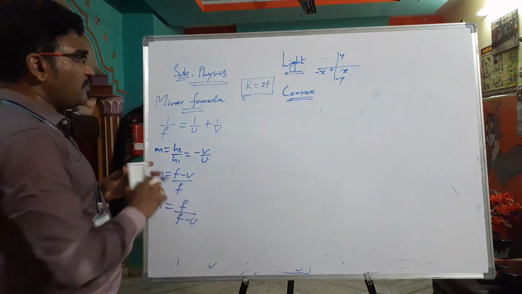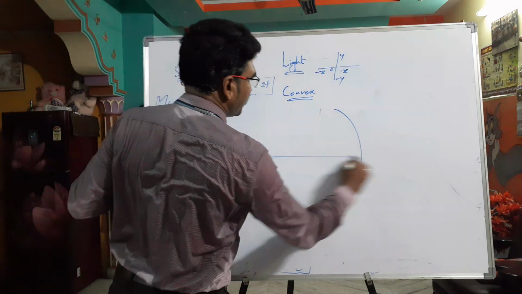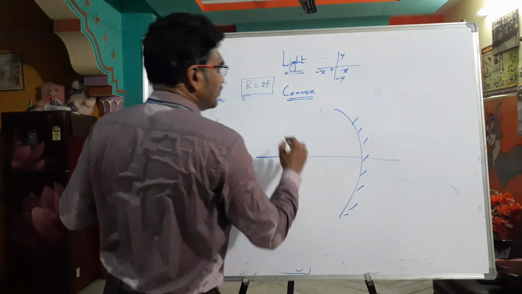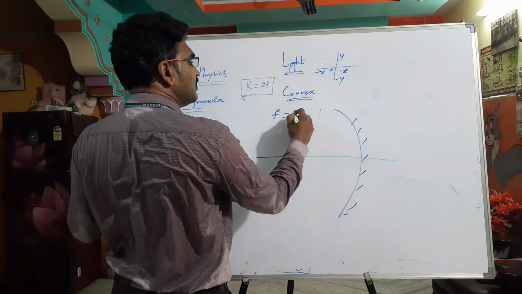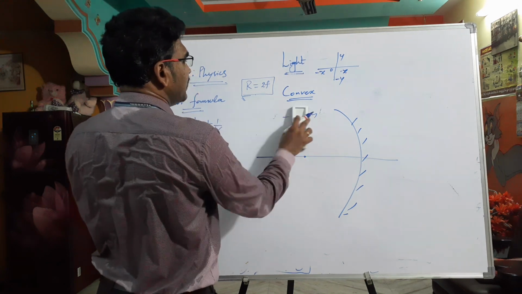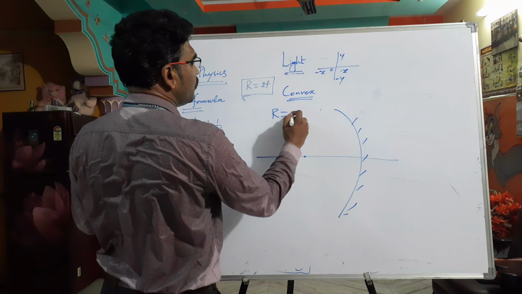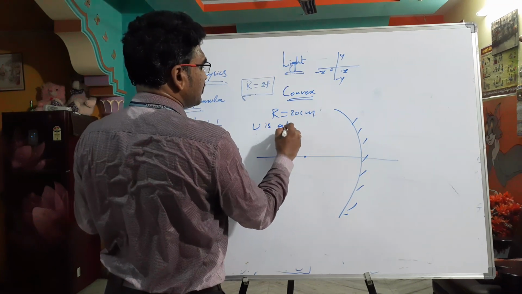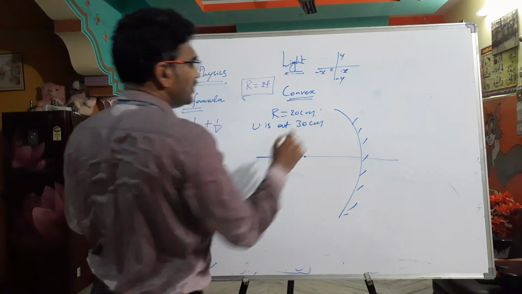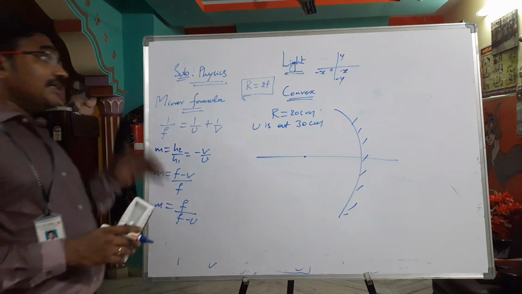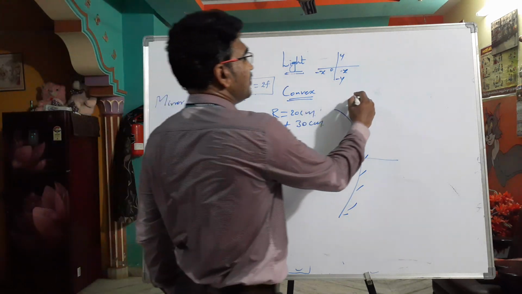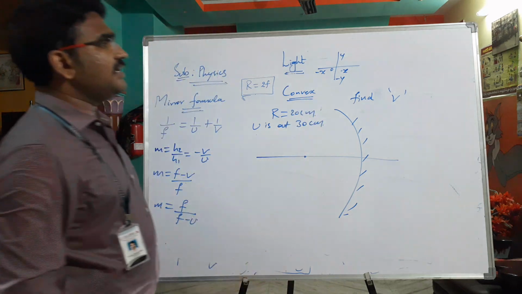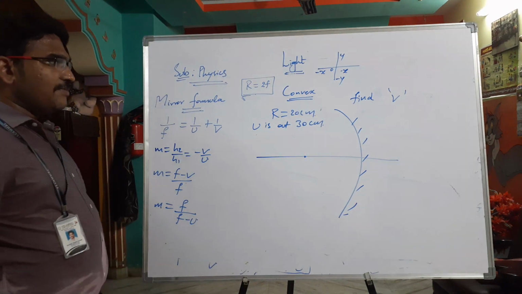Whenever you are solving problems, for example, here you take a concave mirror, and the focal length of the mirror is 10 centimeters, or they can say the radius of curvature R is equal to 20 centimeters, and the object is at 30 centimeters. What is this mirror? Concave mirror. Now find v, the image position.